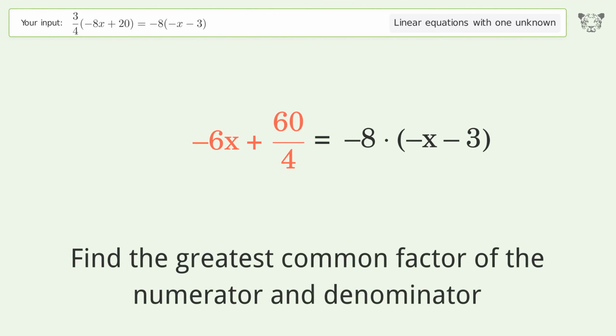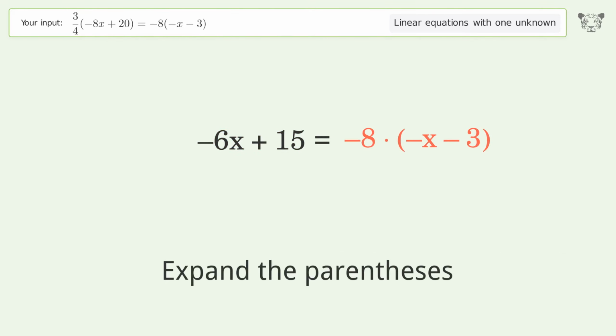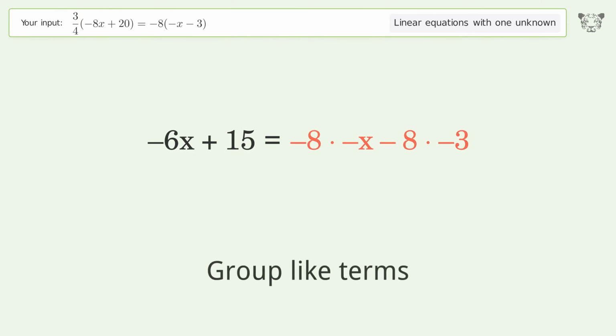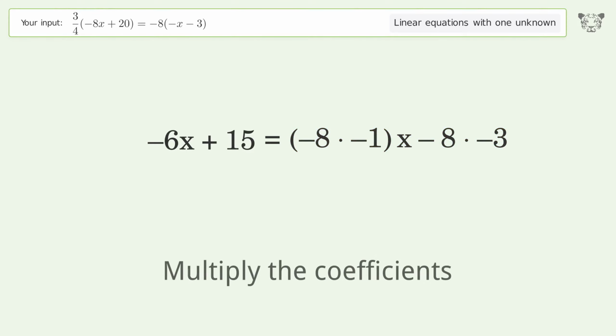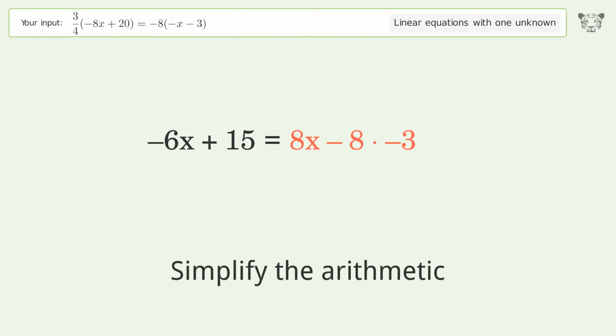Find the greatest common factor of the numerator and denominator. Factor out and cancel the greatest common factor. Expand the parentheses. Group like terms. Multiply the coefficients. Simplify the arithmetic.